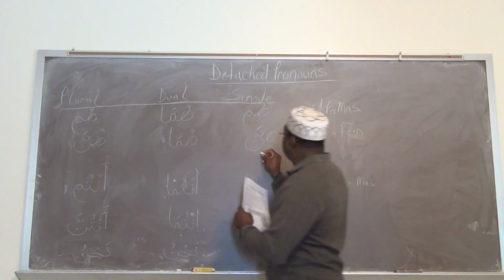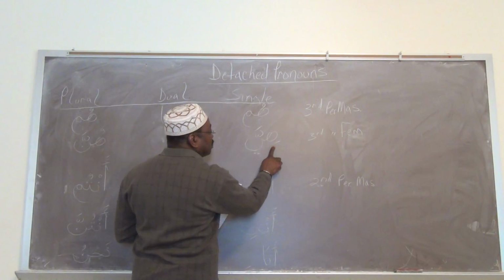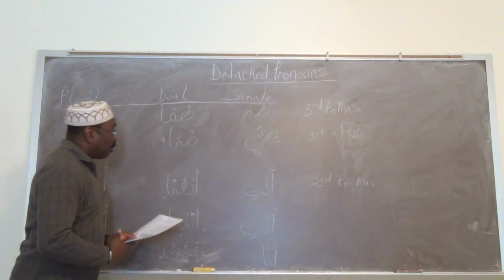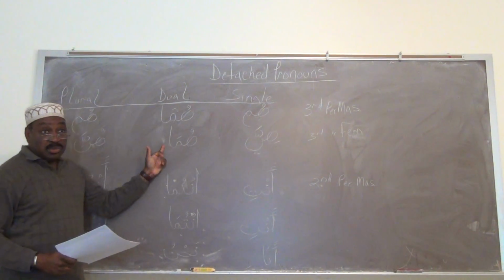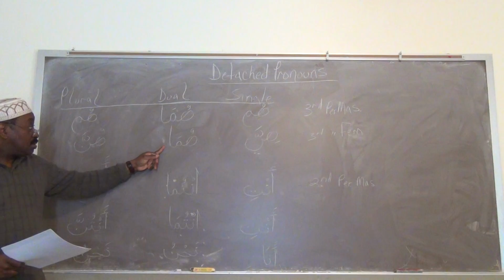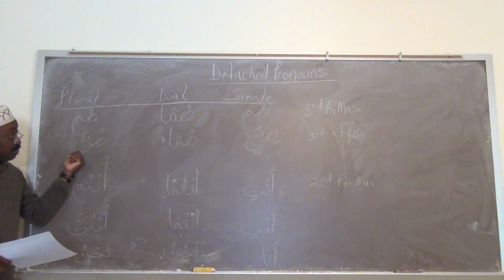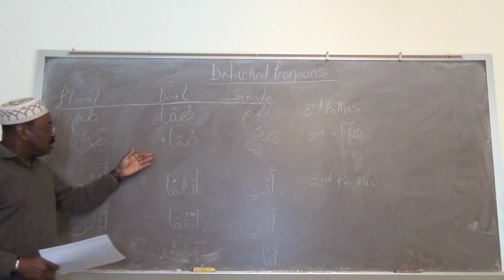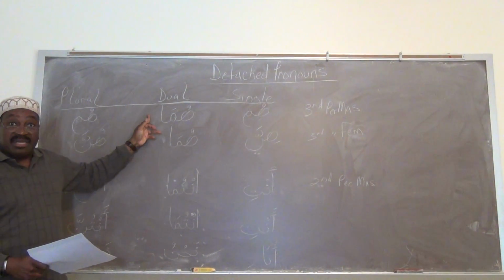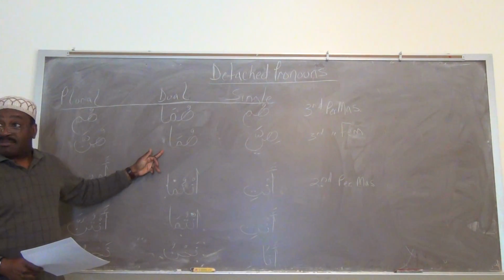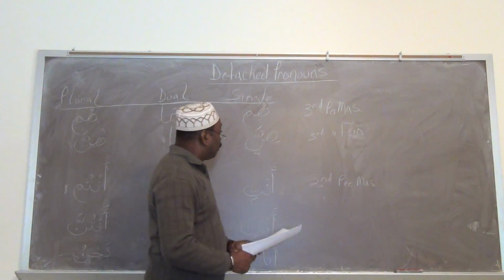Here. Hiya. And if you look, there are some imperfections in the board, like this little dot right there, that's really not part of the word. So we say that it's what? Hiya. And then the dual is what? Huma. Huma, okay? And the plural? Hunna. Now, the note right here is that the dual for the masculine and the feminine are the same. In fact, it's probably like that throughout. We'll look and see in a minute, okay?